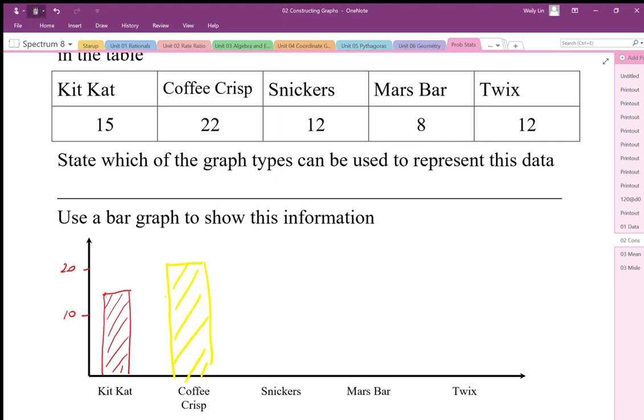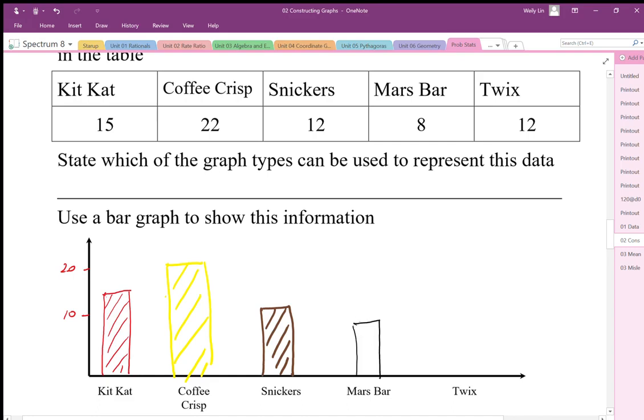My Snickers. They come in a brown package, I think, if I'm not mistaken. So where's my brown? We'll use brown here. Okay, so my Snickers was 12. So there's my Snickers bars. Okay, and Mars bars, we'll do that in black. I'm pretty sure they have kind of black packaging. Mars bars, you know, they're not that great.